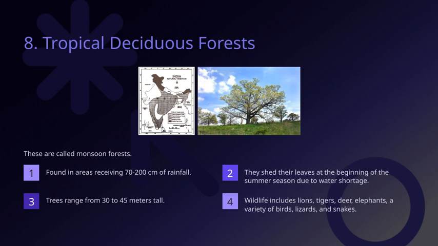When it comes to wildlife, these forests are teeming with diverse animals. You can find majestic lions and tigers, along with deer, elephants, and a variety of colorful birds. Reptiles like lizards and snakes are also common, making this ecosystem quite rich and vibrant. Understanding these forests helps us appreciate their ecological importance and the need to protect such diverse habitats. They are a perfect example of how plants and animals adapt beautifully to their environment.